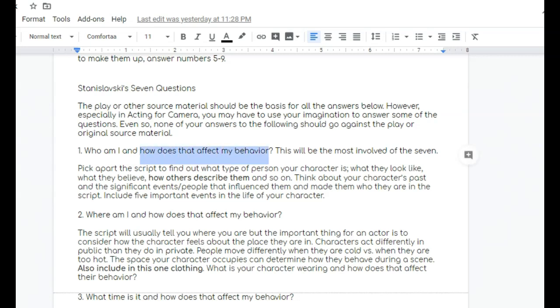It does no good to come up with all these specific things about who you are, where you are, your given circumstances, and so on, if you don't think about how it affects your behavior as an actor, as a character, and therefore as an actor.